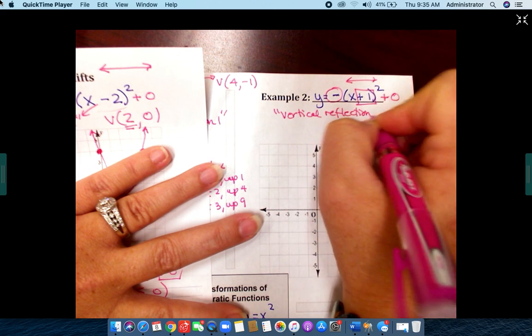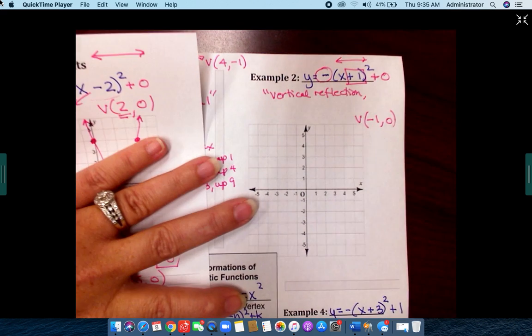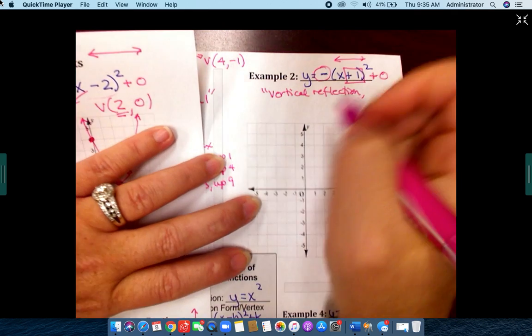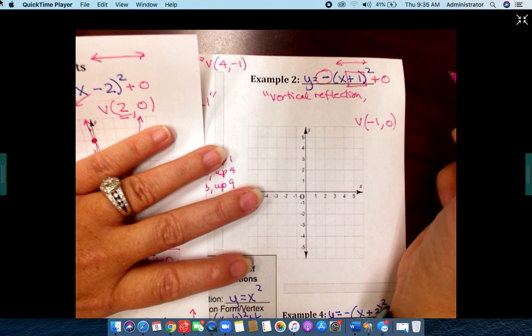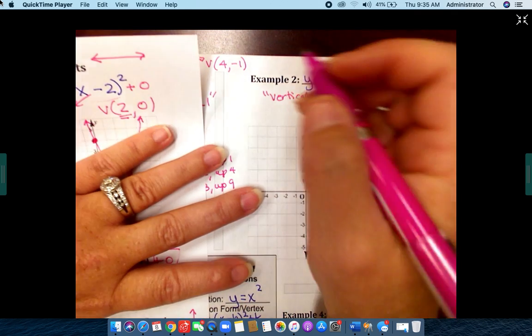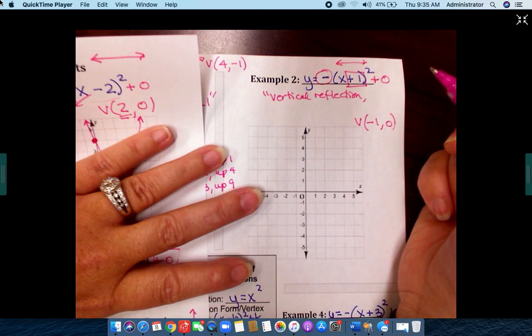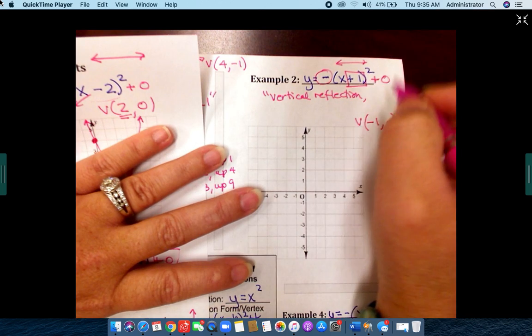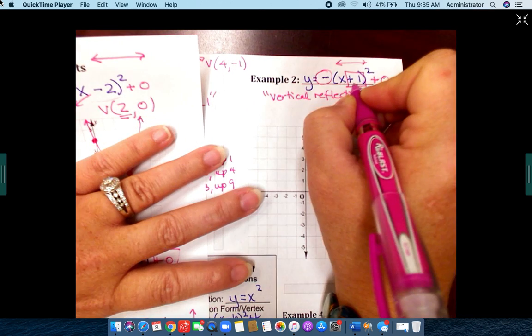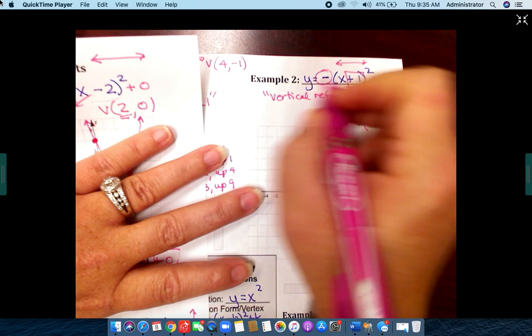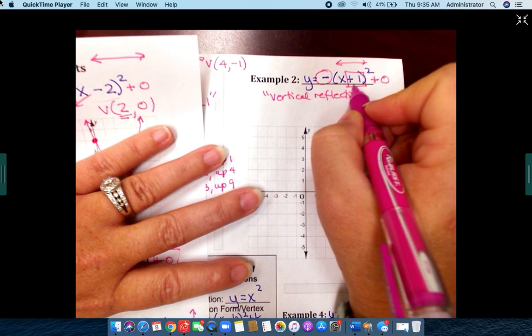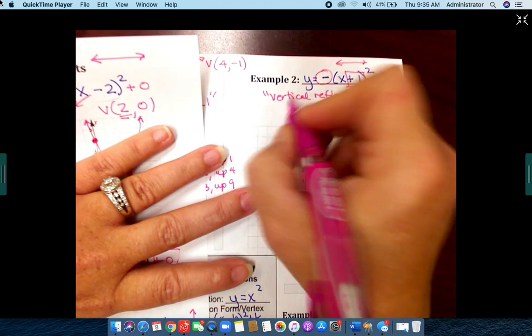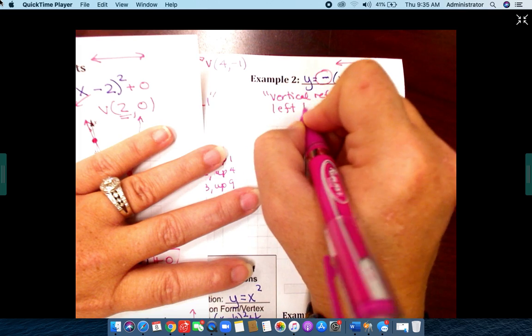You will sometimes see this in other videos, and sometimes I'll do it. It's a reflection over the x-axis, or you can say vertical reflection. If you prefer to say reflect over x-axis, that's fine. But this is a vertical reflection, and we also are going to shift the opposite of plus 1. We're going to think minus 1, and that means we go left. So we're going to say left 1.